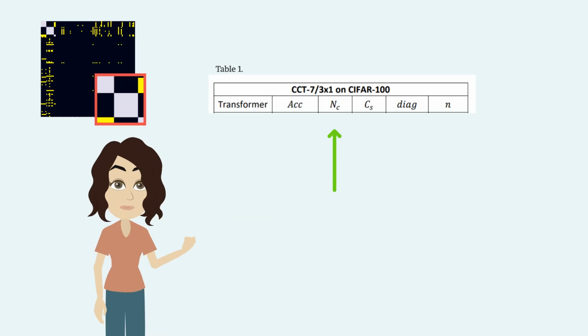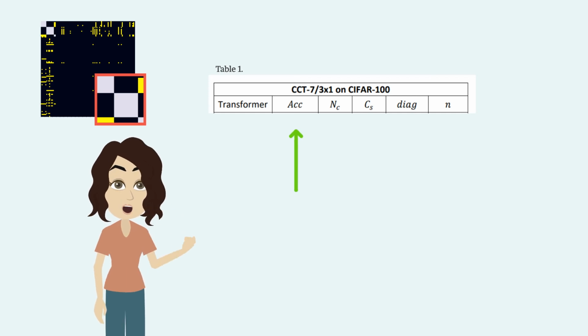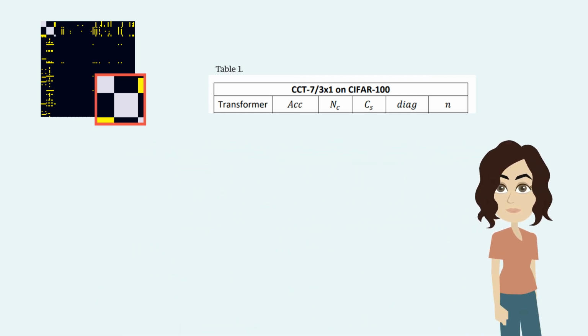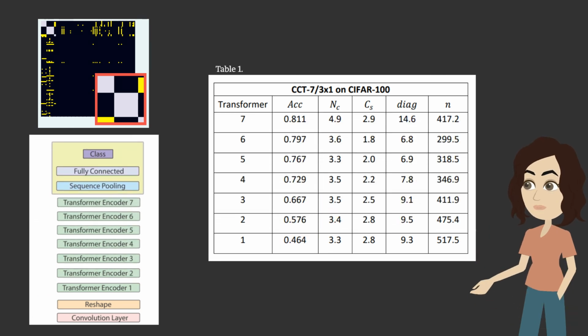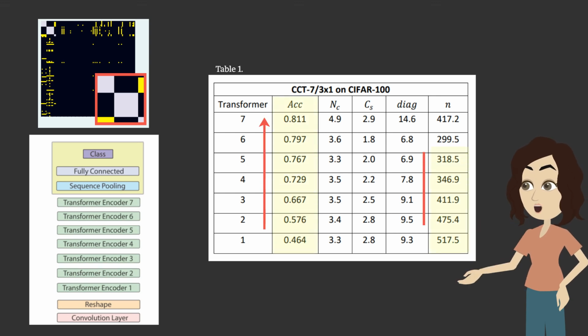Using the average number of clusters, cluster size, diagonal, and noise in the nodes of each layer, we can receive a set of quantifiable elements that can help us measure how the system fares. We can also measure the average accuracy of each layer using the newly trained fully connected and sequence pooling layers. After the first transformer encoder block, we get an accuracy of 0.464, but as the layers progress, we see that the accuracy increases, while the average noise usually decreases.